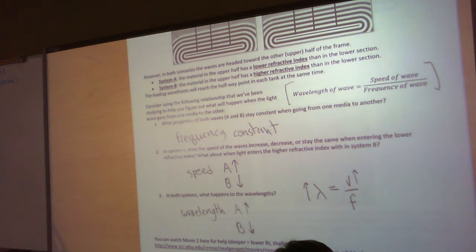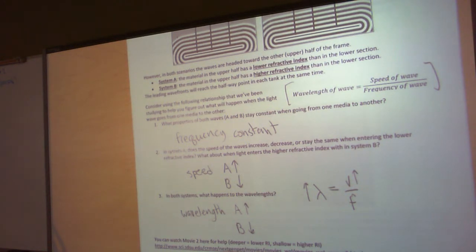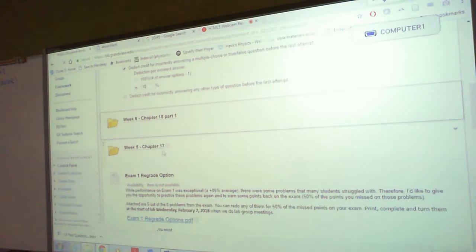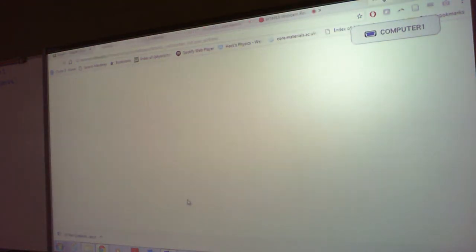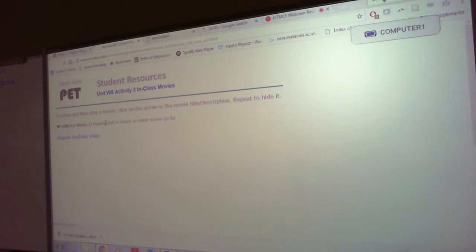So what does this look like? I need to retrieve my mouse. So I gave you the links in this one. They're all available in the link that I gave you, not the floating ball.